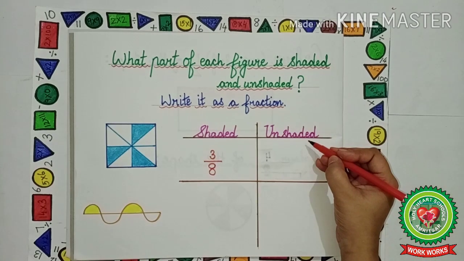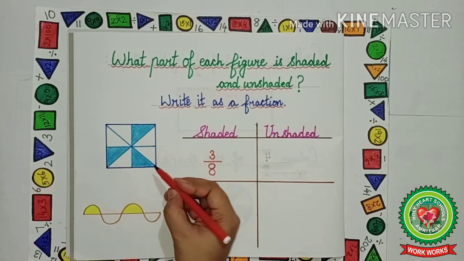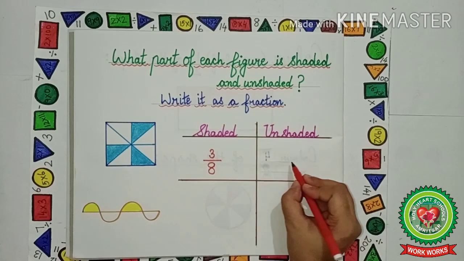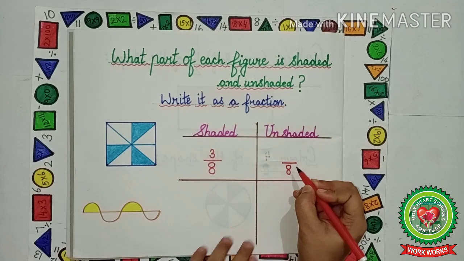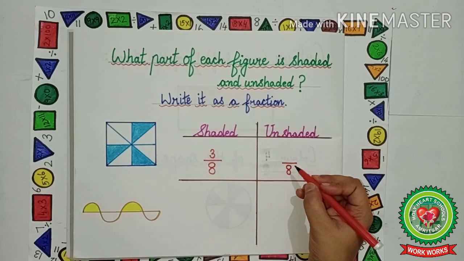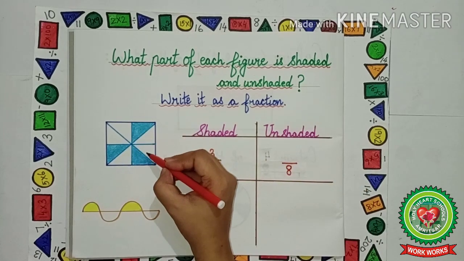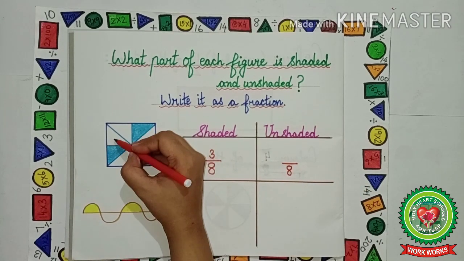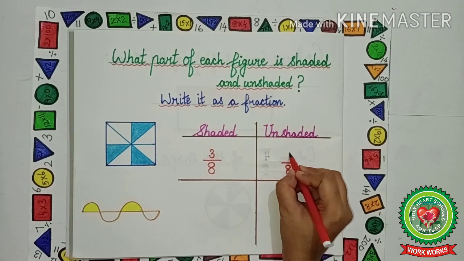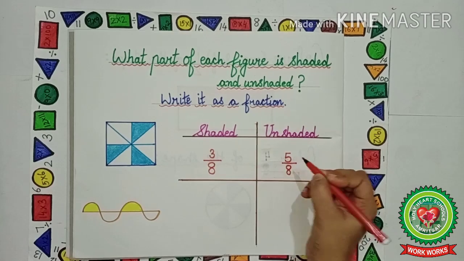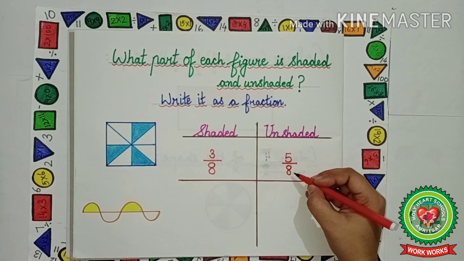Now we have to write the unshaded fraction. As we know, the total number of parts are 8. So let us write 8 as the denominator. Now let us count how many parts are unshaded. 1, 2, 3, 4, 5. 5 parts are unshaded. So we will write 5 as the numerator. What is the fraction? 5 upon 8.